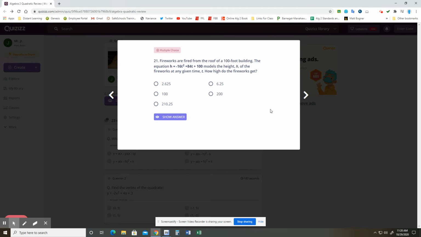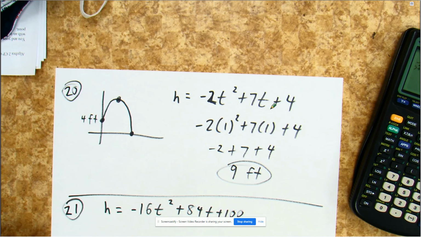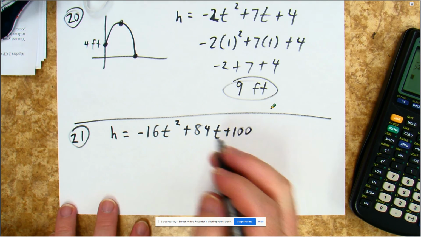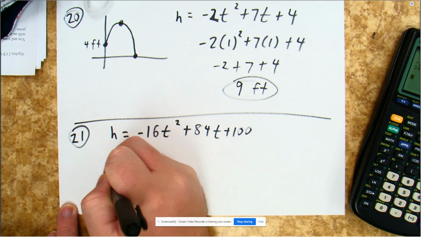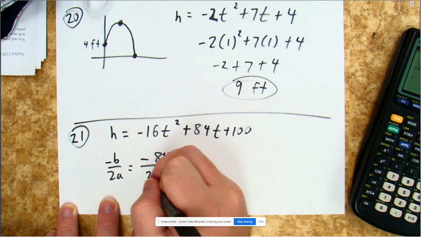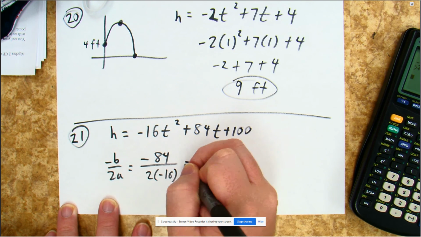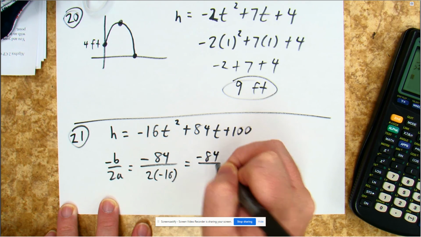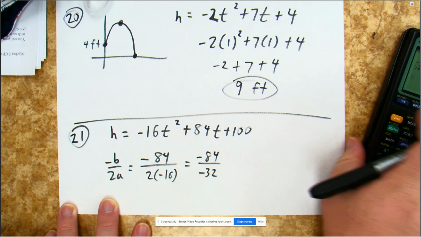How high did the fireworks get? So if they're saying how high do they get, they want the vertex. You need to be careful with how you do this calculation. How high do they get? Negative b over 2a will give you the highest or lowest point, depending on if it opens up or down. In this case, it's opening down.